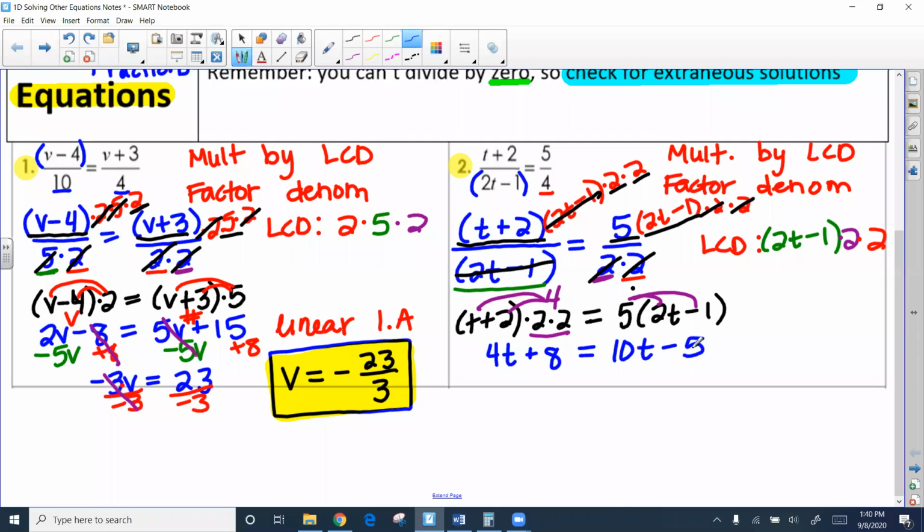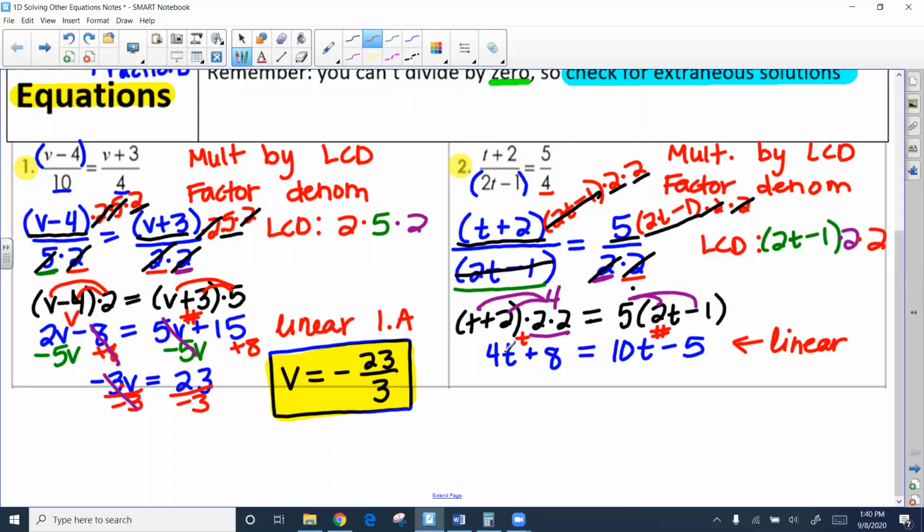Okay, so I found the LCD. I multiplied everything by the LCD to get rid of the fractions. And then after I distributed and simplified each side, this is where I ended up. So once again, this equation, 4t plus 8 equals 10t minus 5, is another linear equation because it just has t to the first power. So to solve a linear equation, we want to isolate the variable. So I want to get the t's on one side and the numbers on the other. Doesn't matter which side. So I'm going to get the t's on the left and the numbers on the right.